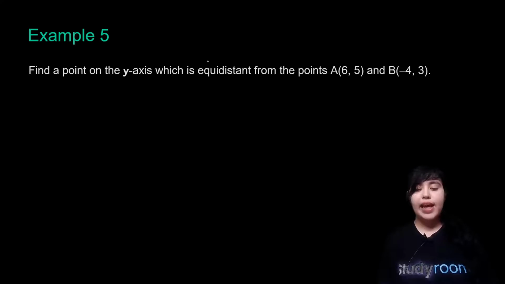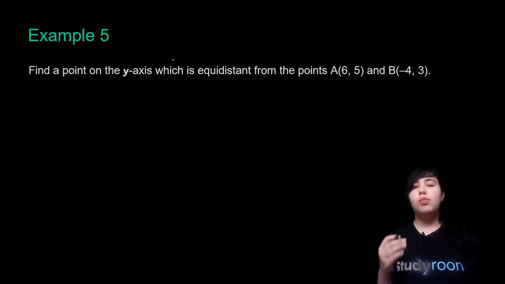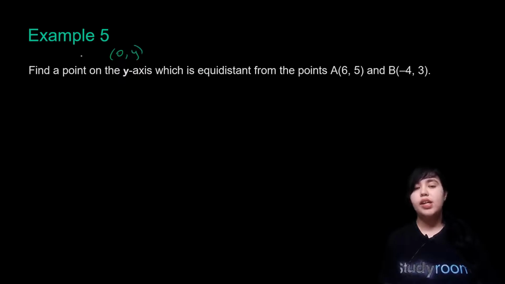Then we have example 5. I believe this is the last example on distance formula. So you have to find a point on the y-axis. You know that a point on the y-axis will have x coordinate 0. So it is of the form 0 comma y. So let's say that this point is P(0, y) and it is equidistant from points A and B.